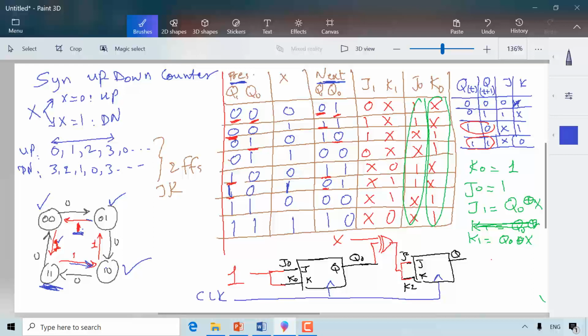So this is a synchronous up-down counter. This is the general design process. Unfortunately, there is no simplified method for the up-down counter. We stop at this point and we'll continue the rest of the counters in the next part of this lecture.